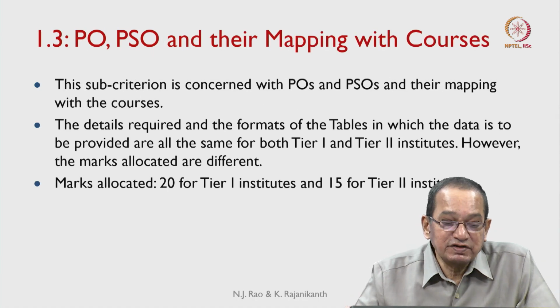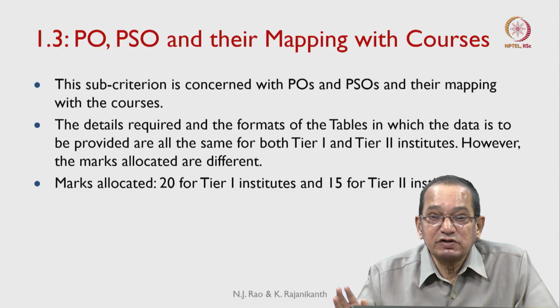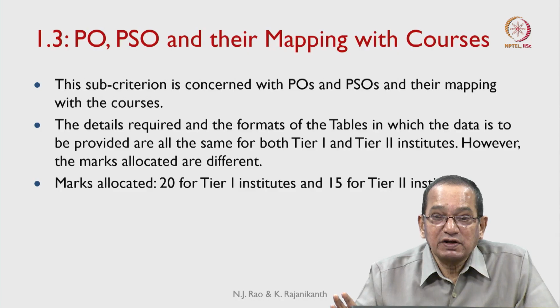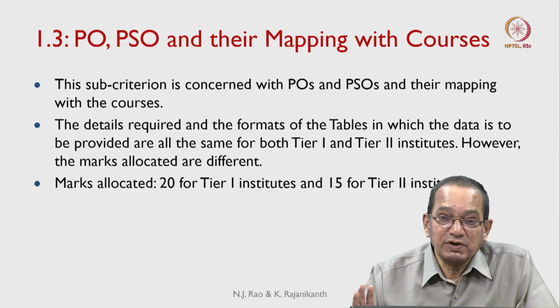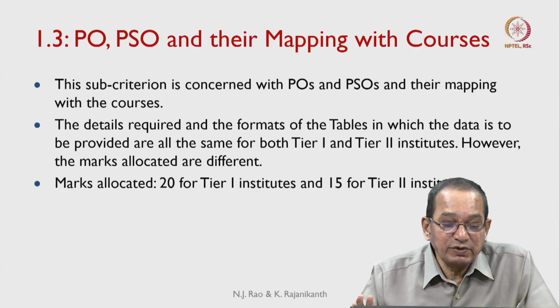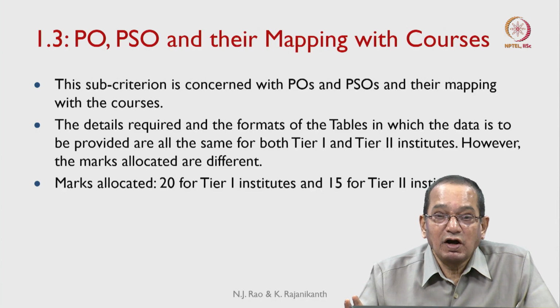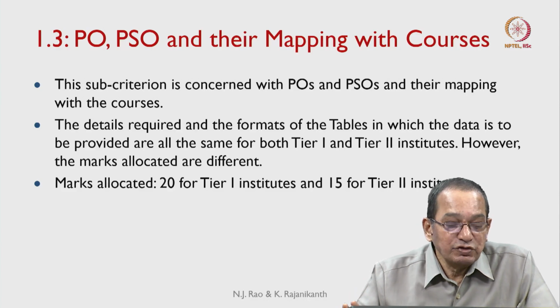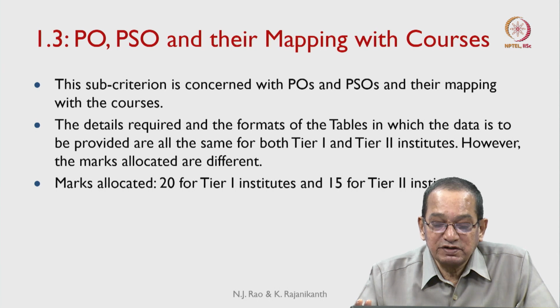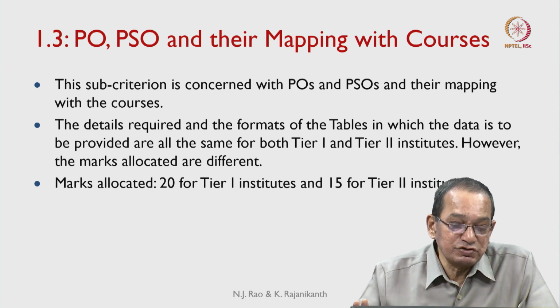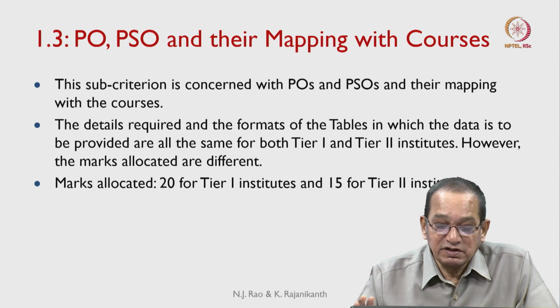1.3 is concerned with PO, PSO and their mapping with courses, a part of the outcome based curriculum concept, and the outcome based education concept also. So, this sub criterion is concerned with POs and PSOs and how they are related to the courses in the curriculum. The details required and the formats of the tables in which the data is to be provided are all the same for both tier 1 and tier 2 institutes.